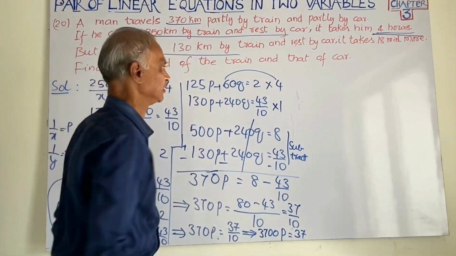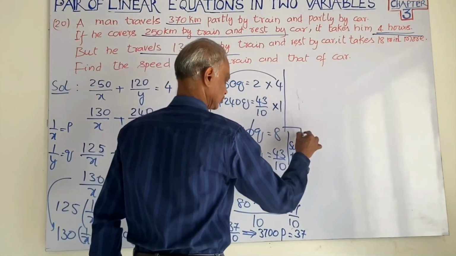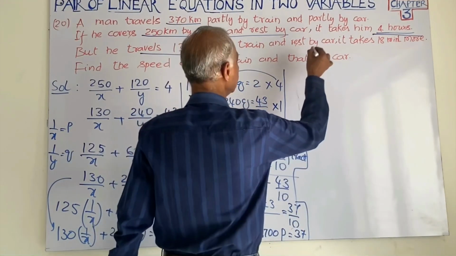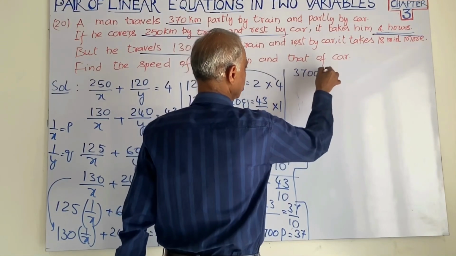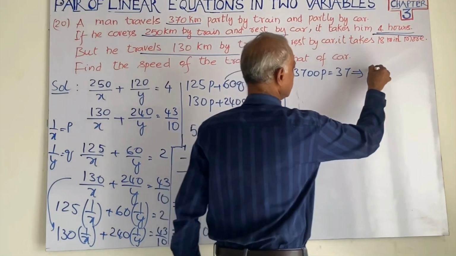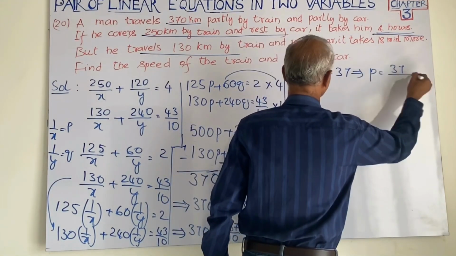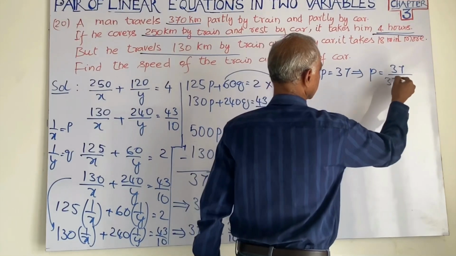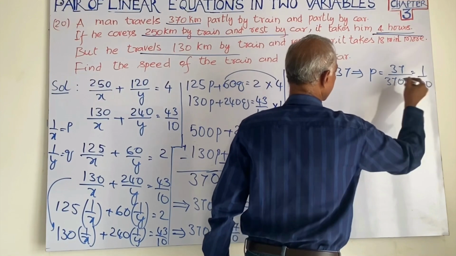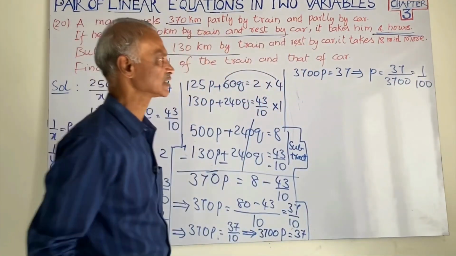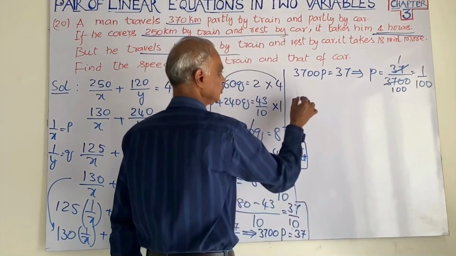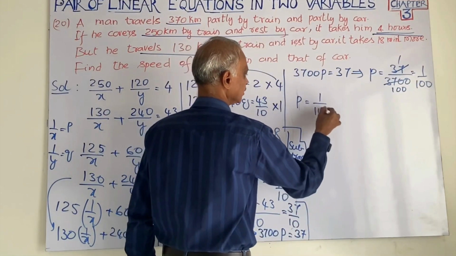Now we have to find out p. 3700p is equal to 37, and you will get p is equal to 37 by 3700. 37 cancels: 37 ones are 37, 37 hundreds are 3700. You got p is equal to 1/100.